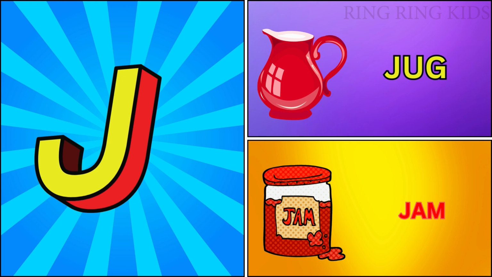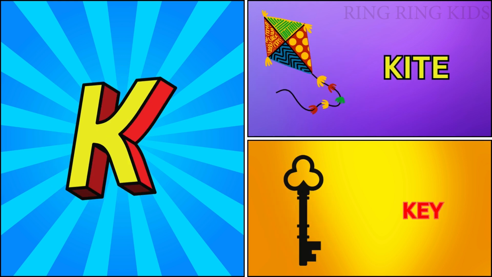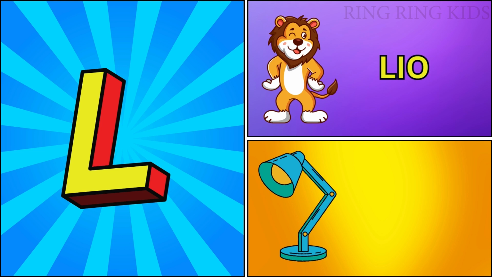J for jug. J for jam. K for kite. K for key. L for lion. L for lamb.